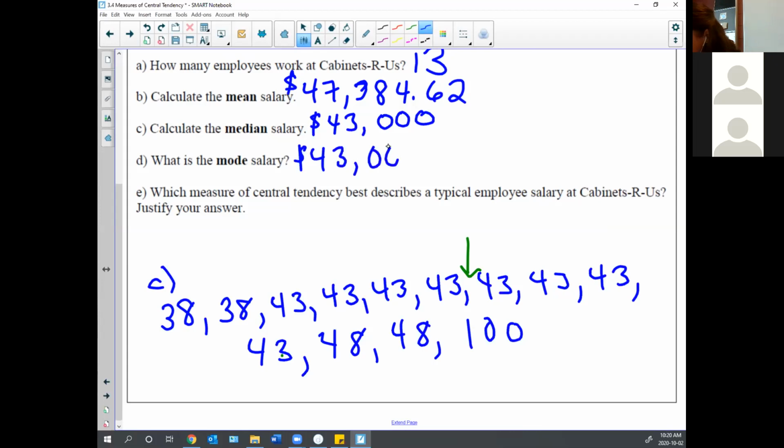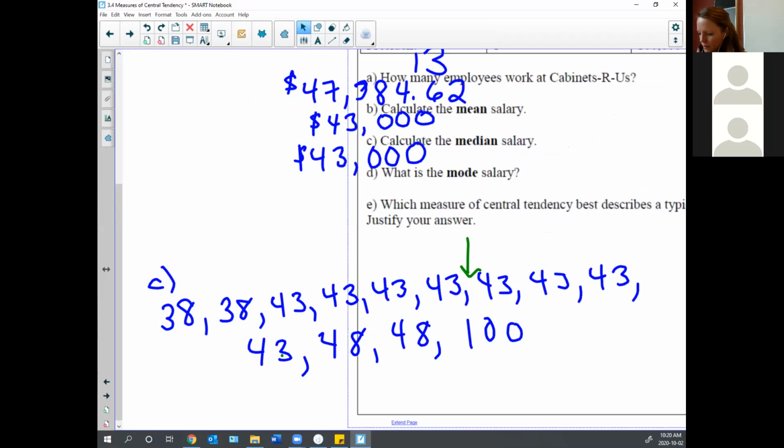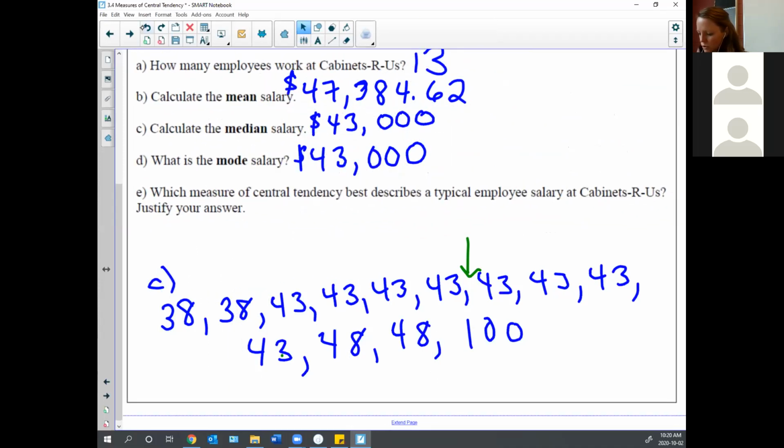Which of these numbers best describes the typical employee at Cabinets R Us? What do you think? Which one best describes the typical employee? The mean, the median, or the mode? Does a typical employee get $47,384.62, 43,000, or 43,000? The mode. Yeah, the mode, or in this case, also the median, right, Maya?